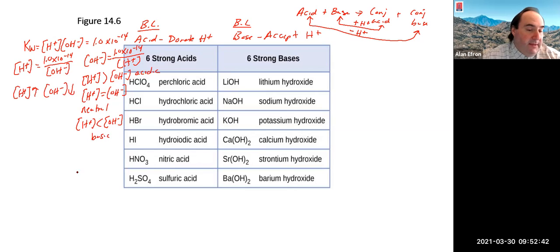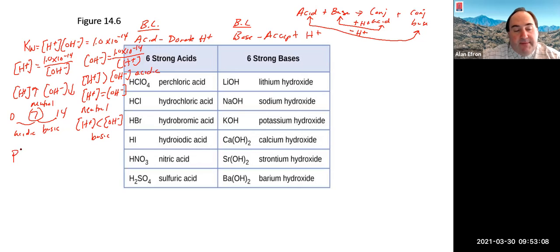And if the H plus is less than the OH minus, then it will be basic in that particular case. We also talked about the pH scale, which runs from 0 to 7 to 14. Above 7 is basic, below 7 is acidic, and 7 is neutral. And as you go from 7 in either direction, you either become more basic as you head towards 14 or more acidic as you head towards 0.